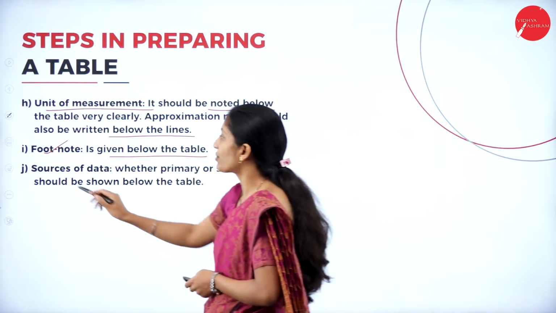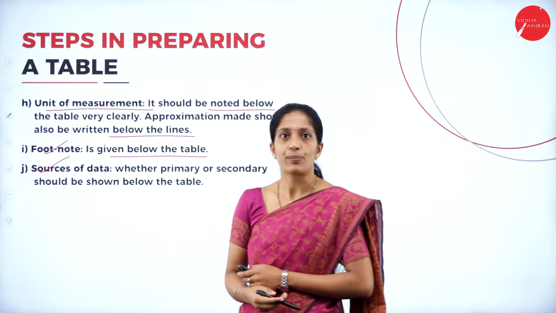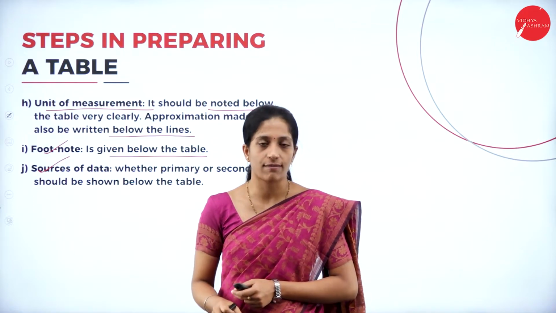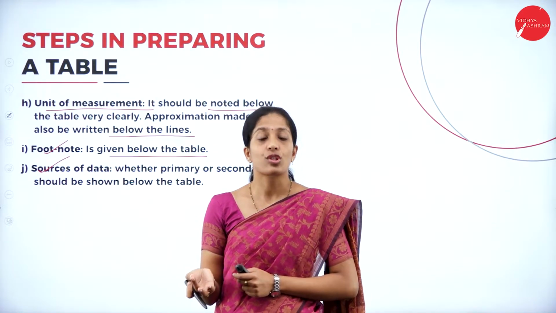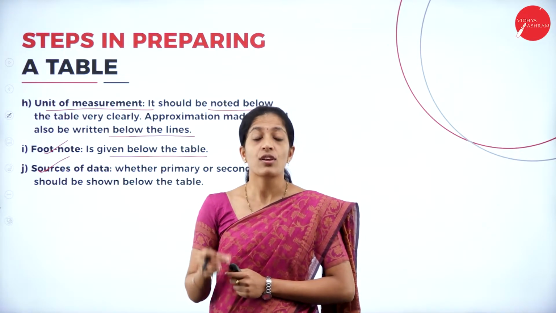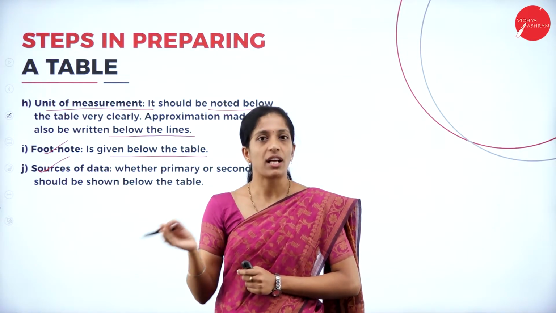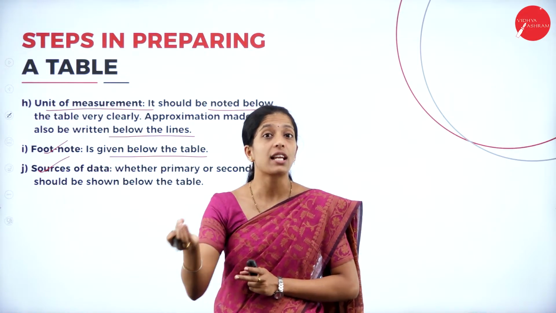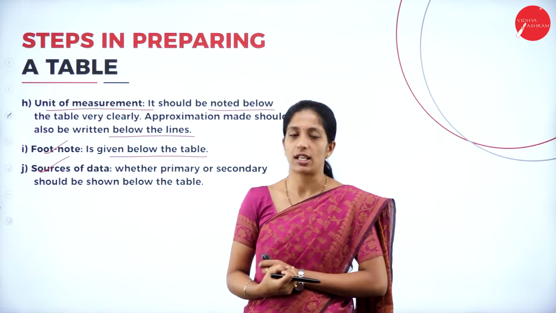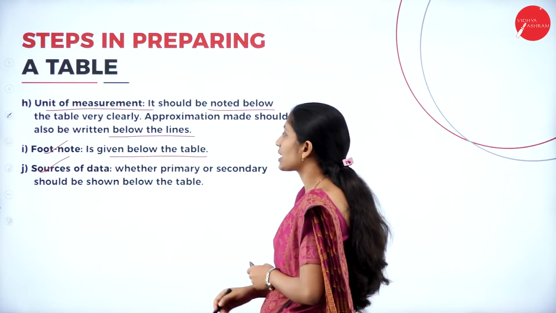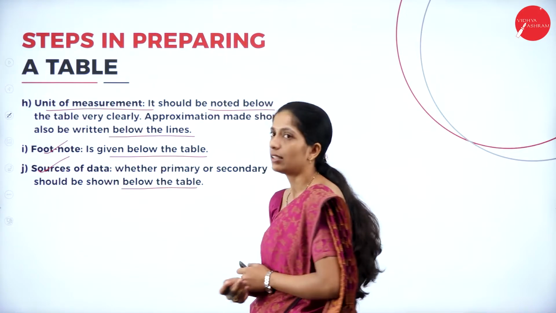Next, sources of data. This is also very important. Suppose the data is being drawn by the researcher himself, then what is the source of data? Primary source will be the source of data. Suppose the researcher has taken it from some other source, that is a secondary source. He has to mention from where he has taken the information in order to draw that table. So whether primary or secondary should be shown below the table.